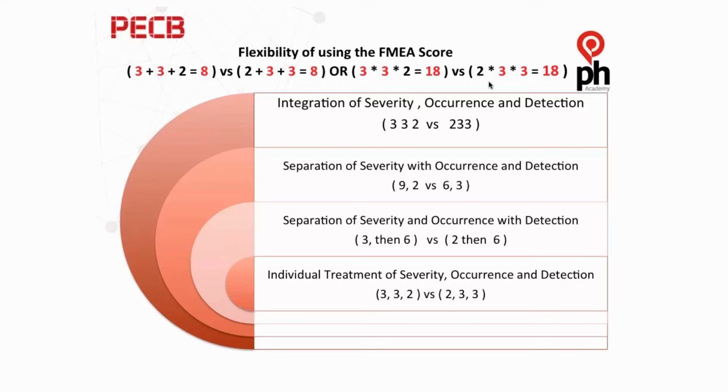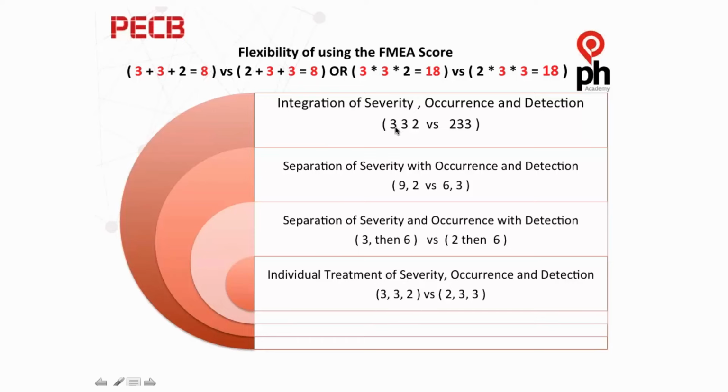FMEA has evolved for some time to be able to not just look at the final product or the final addition, but try to look at the inherent quality of severity, occurrence, detection. So one way of looking at 3, 3, 2 and 2, 3, 3 is just combine the numbers. And naturally, when I have 3, 3, 2 and 2, 3, 3, it's a higher number for me to look at 3, 3, 2 because of the higher severity.